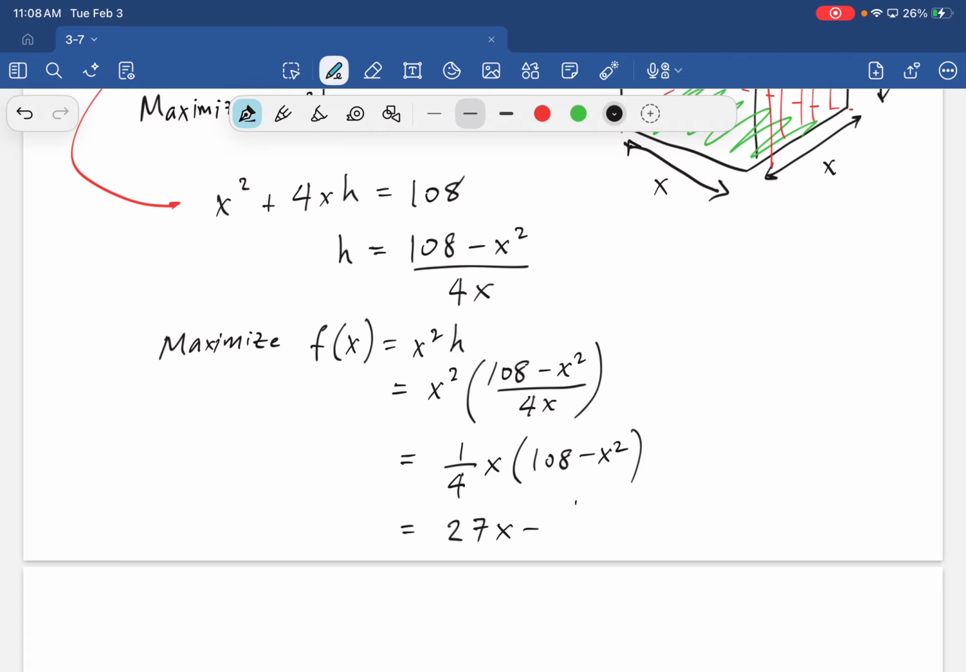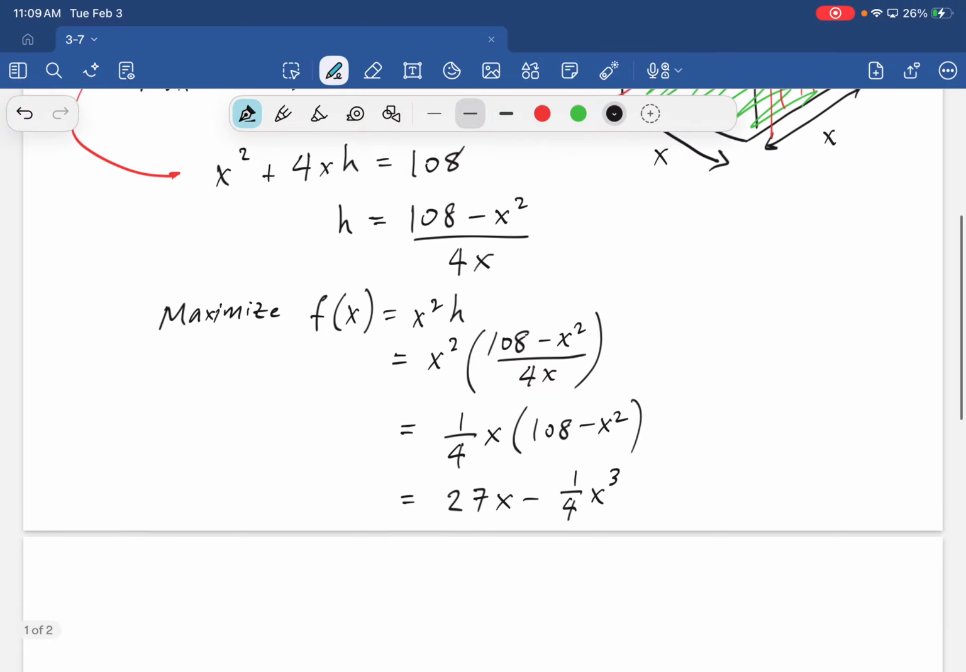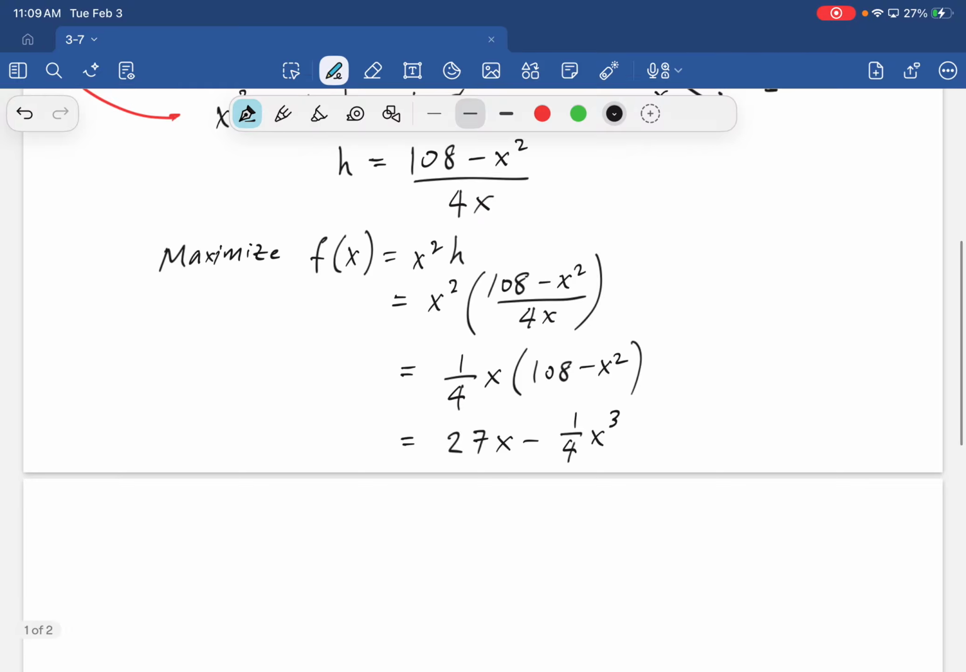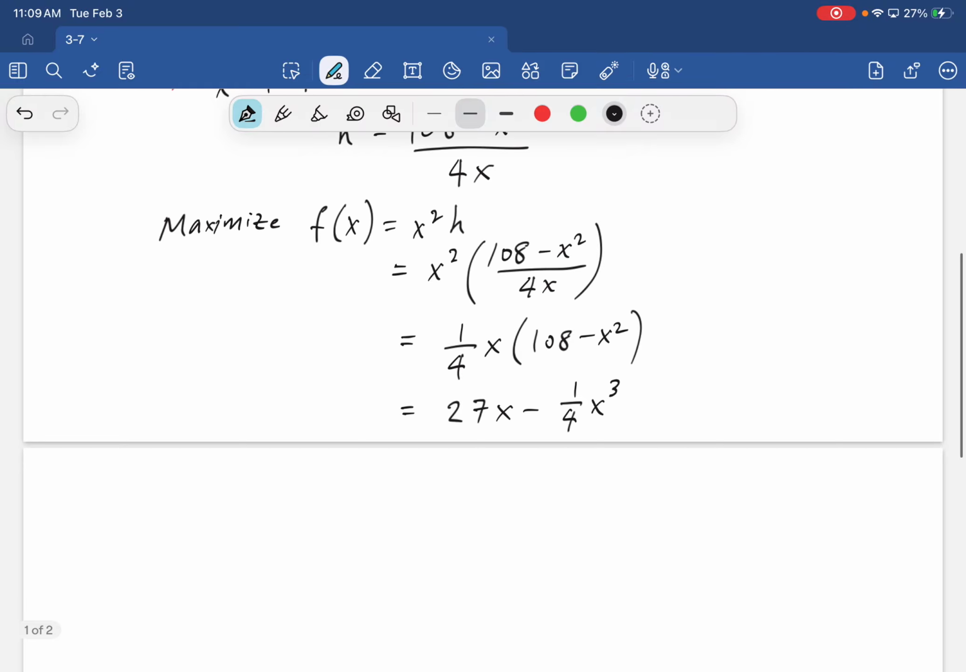Okay, wait. So let me get this straight. So x equals 6 maximizes the volume, and then we want to find the other dimension, right? We want to find h as well. So we're going to go back to our previous equation for h, and we're going to plug in 6. And that is going to give us 72 minus 36 divided by 24. It's going to give us 3. Okay, so this would be our answer. X equals 6 and h equals 3. Any questions?